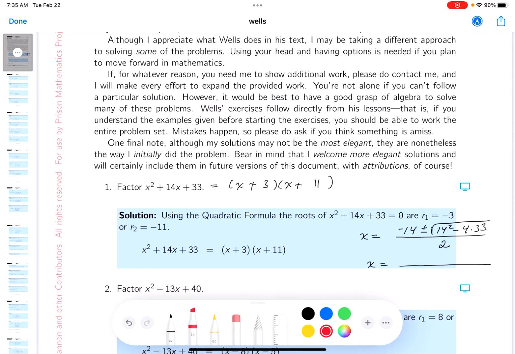Again, I want you to make sure you appreciate this is really easy to do. I'm using something different, though. I'm using the quadratic formula to find the roots, then I'll use the roots to find the factorization. So minus 14.